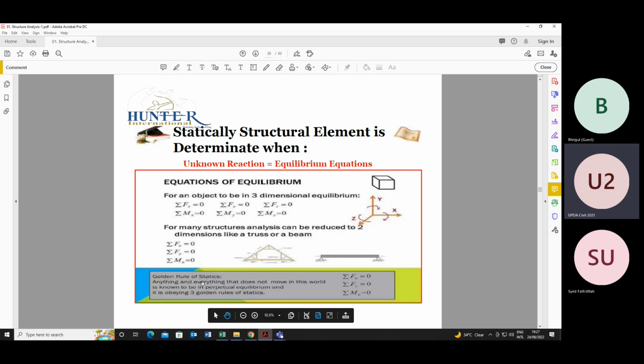So this is the golden rule of statics. Anything and everything that does not move in this world is known to be in perpetual equilibrium, and it is obeying three golden rules of statics. These are the three rules of statics. So these three equations we will use to determine the various forces and moments acting on the member or the support.